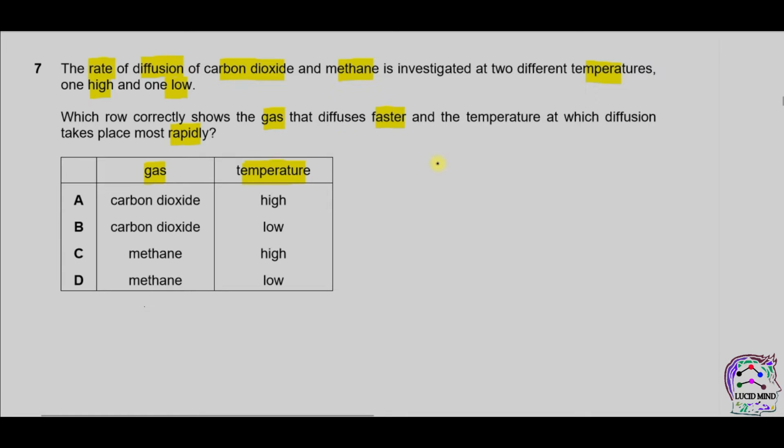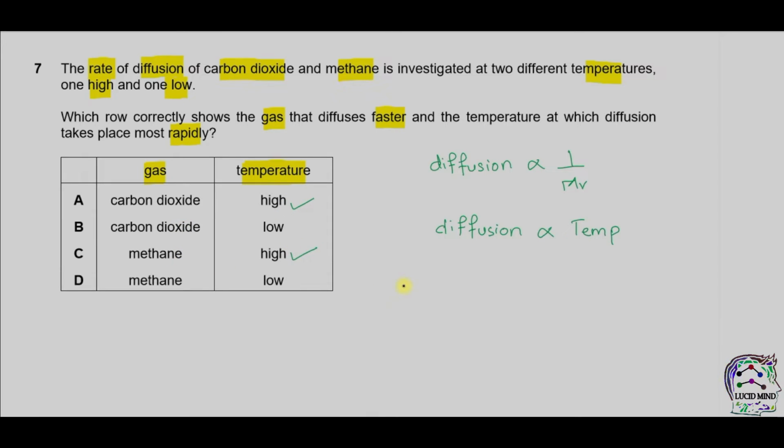For this, you have to remember that diffusion is inversely proportional to molecular mass. So if molecular mass is less, then diffusion will be faster. Second thing is that rate of diffusion is directly proportional to the temperature. So if you increase the temperature, the kinetic energy of the molecules also increases and therefore diffusion will be faster. So temperature should be high.